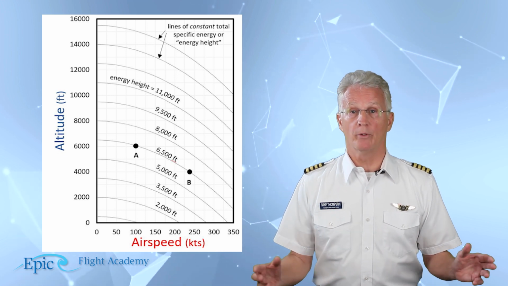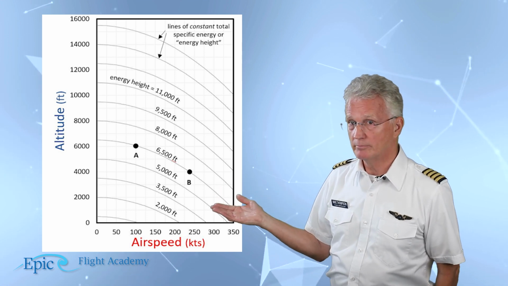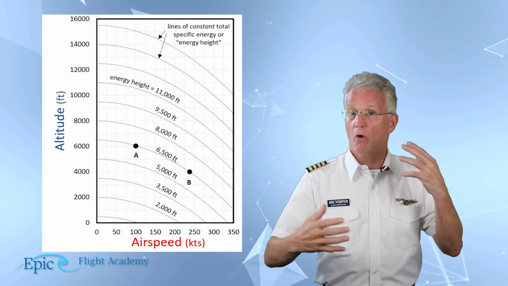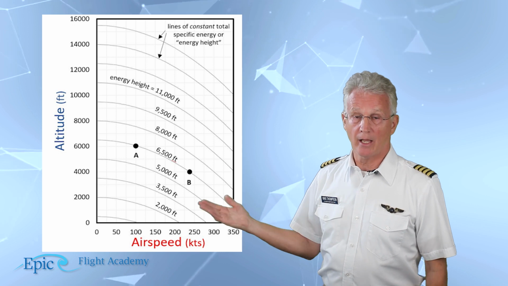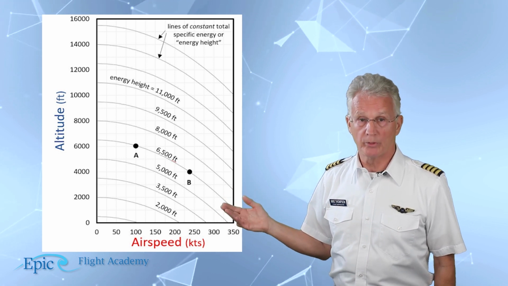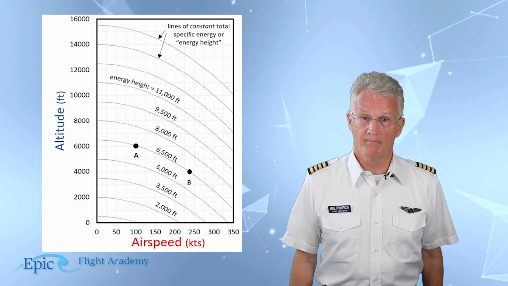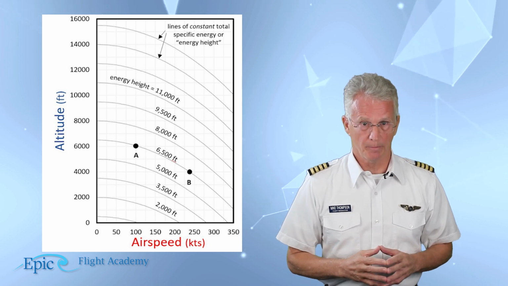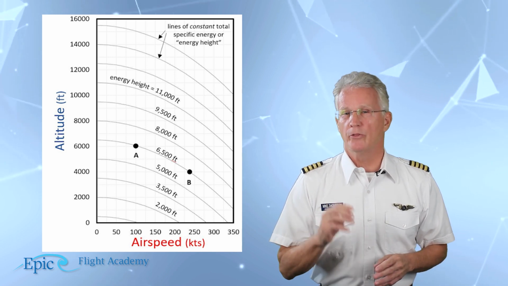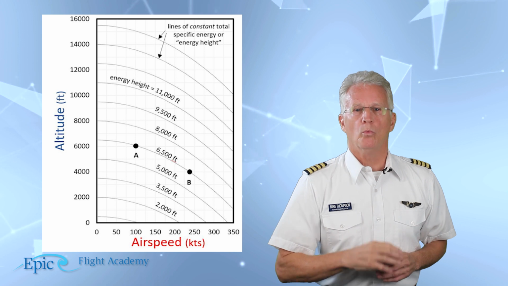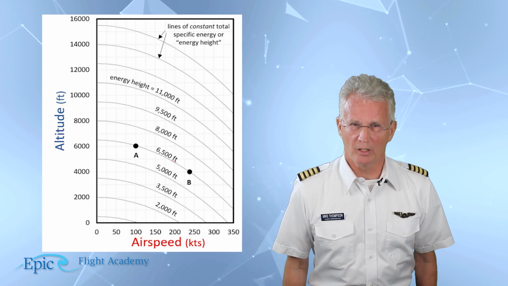Kinetic energy of 100 knots plus potential energy of 6,000 feet at point A is the same total energy of 6,500 as kinetic energy of 250 knots and potential energy of 4,000 feet at point B. What else should be understood here is that 6,500 feet, the total energy line, would be the maximum altitude the pilot could achieve in a zoom climb.